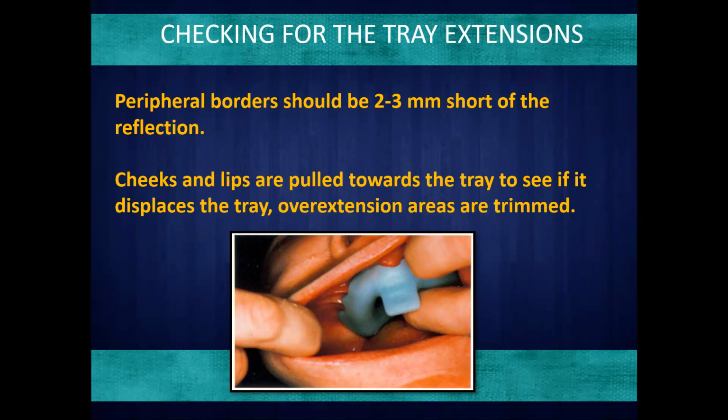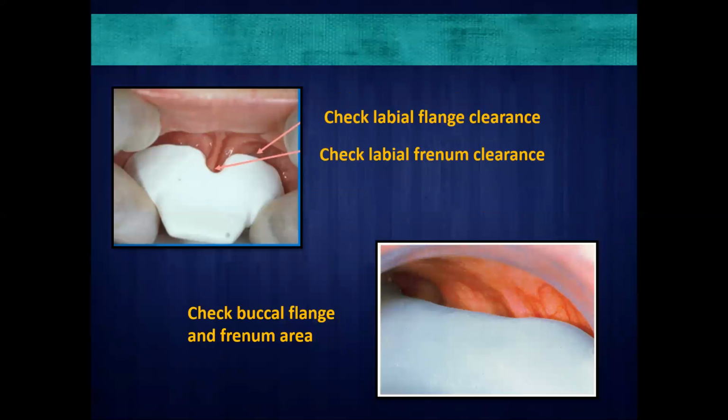So after you have fabricated the tray, now before starting with your border molding, the step is to check for the tray extensions intraorally. So you have to check whether the peripheral borders are 2 to 3 mm short of the vestibule. The cheeks and lips are pulled towards the tray to see if it displaces the tray, and any overextension if found, the areas will be trimmed. You check for the labial flange clearance and the labial frenum clearance. So it is very important to relieve the frenum areas, both the labial and the buccal frenum areas. They are to be checked.